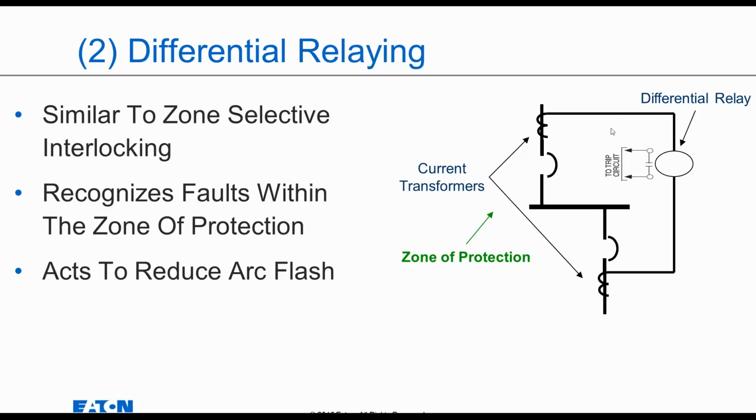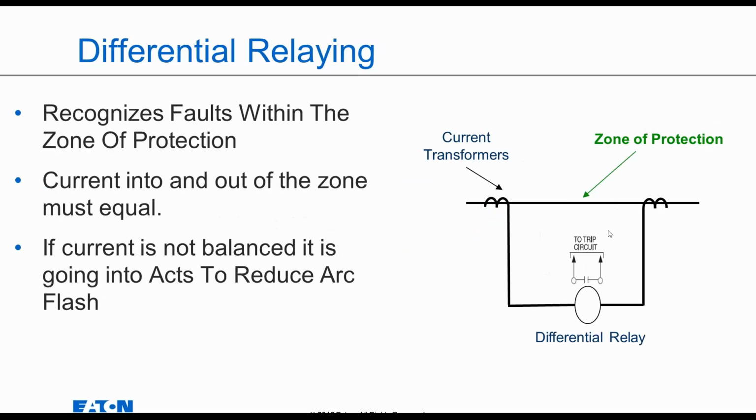Similar to zone selective interlocking, basically you've got a differential relay that's looking at the difference of the current flowing between two nodes. And again, it's a method to have a zone of protection and to trip really fast. Again, different configurations to set up for a zone. So it measures the current going into and out of the zone, and they must equal. If they're not balanced, if there's a differential, then it will trip.